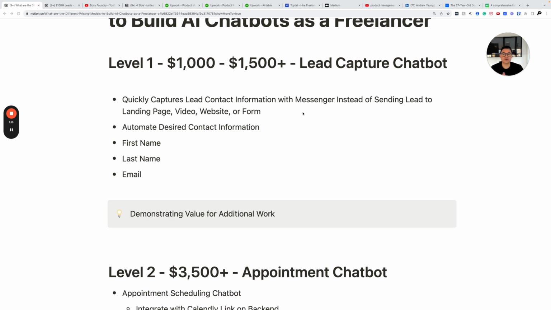A lead capture chatbot basically captures lead contact information with the messenger instead of sending the lead to a landing page, to the video, to the website, or a form. What you'll notice with a lot of ads or content is they'll say contact me, but people don't necessarily want to contact them directly, but maybe you have something to offer, a value like a lead magnet, right?